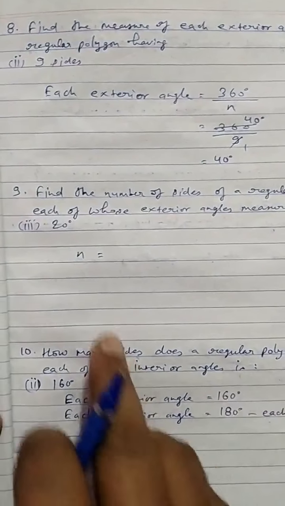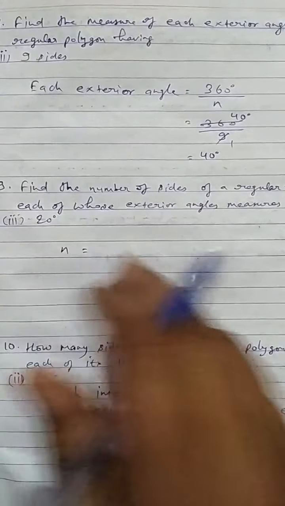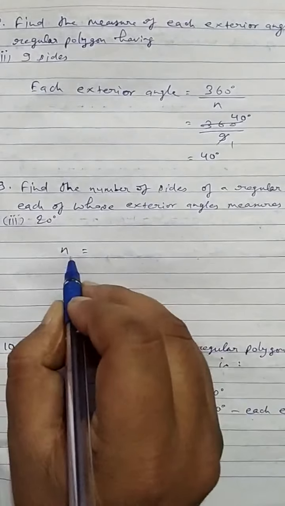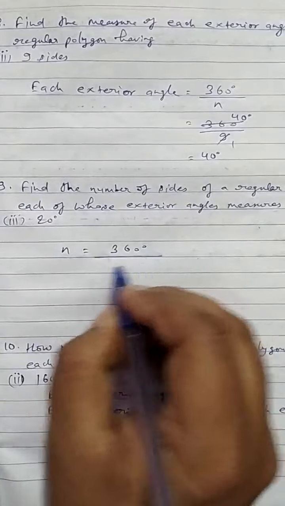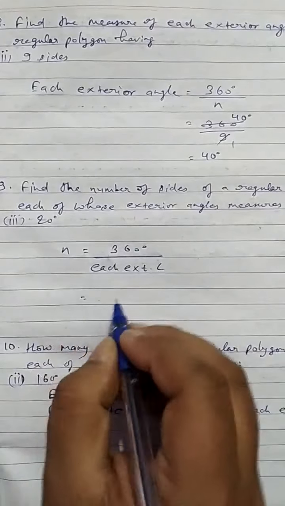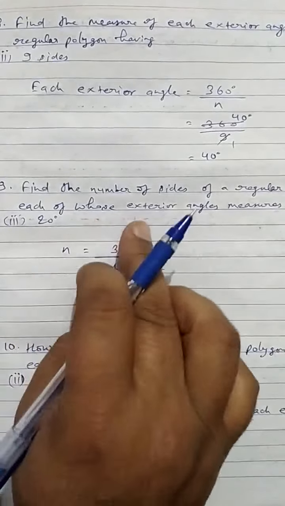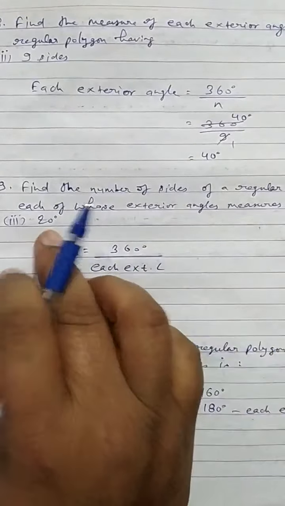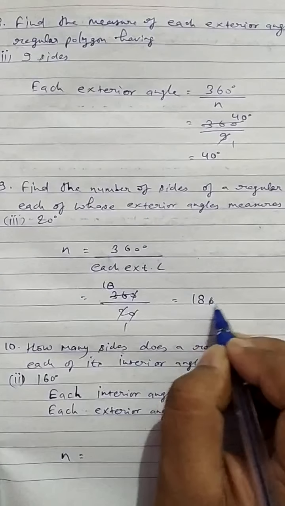Next is question number 9. Find the number of sides of a regular polygon, each of whose exterior angles measures 20 degrees. So the formula for finding the number of sides is 360 degrees upon each exterior angle. The value of each exterior angle is given to you, 20 degrees. So 0 0 is cancelled. 2 ones are 2, 2 nines are 18. Your answer is 18 sides.